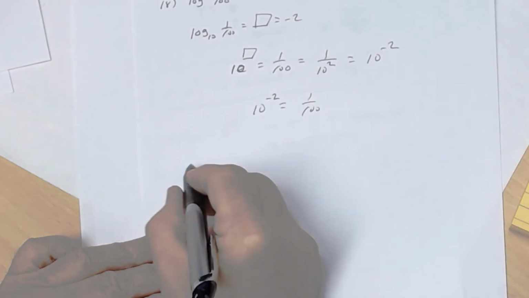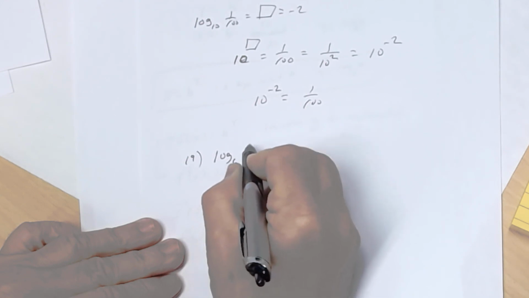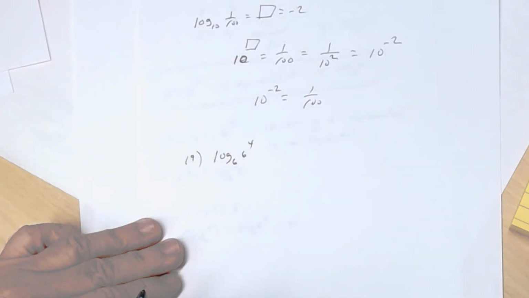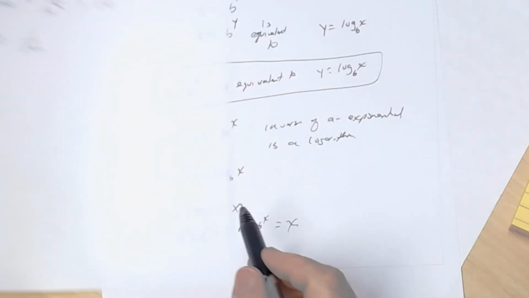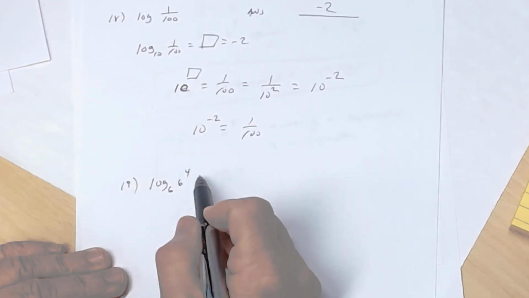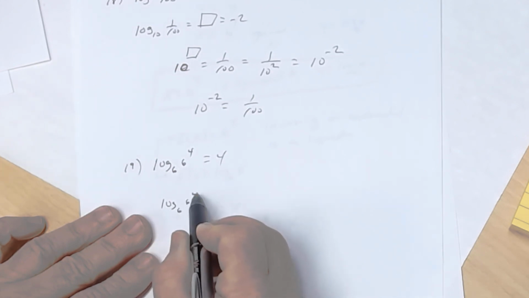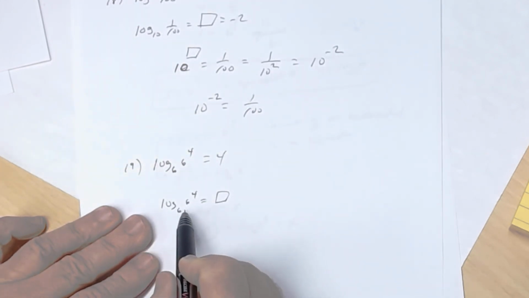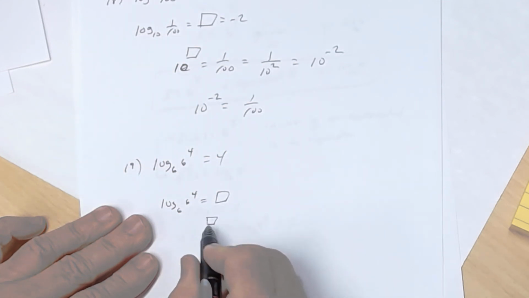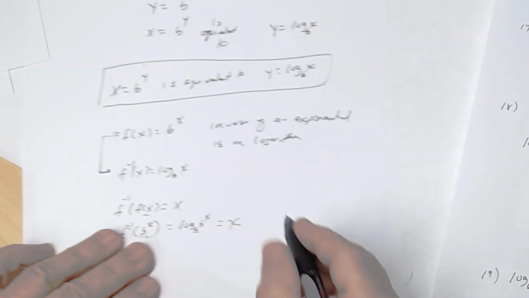So let's write this as number 19. Let's suppose you had log base 6 of 6 to the 4th power. From what we just saw, those are inverses, right? If the base of the log is the same and the base of the argument is the same, it's just 4. But you could have easily gotten this by putting a box right here. You'd say 6 raised to what power is 6 to the 4th? Well, the bases are the same, so the exponents have to be equal. So that's 4.